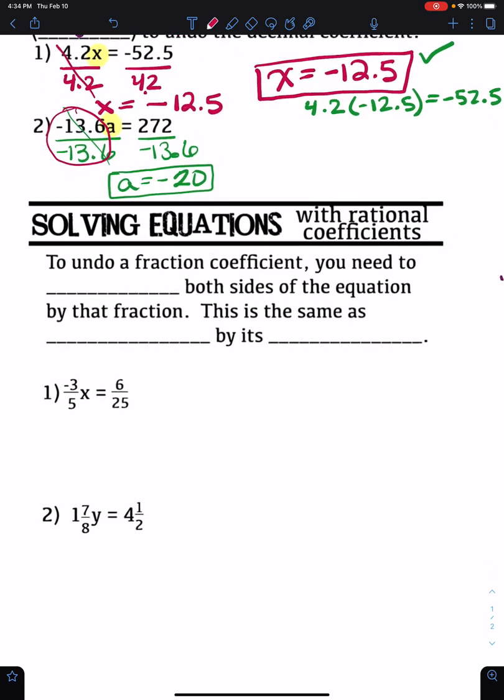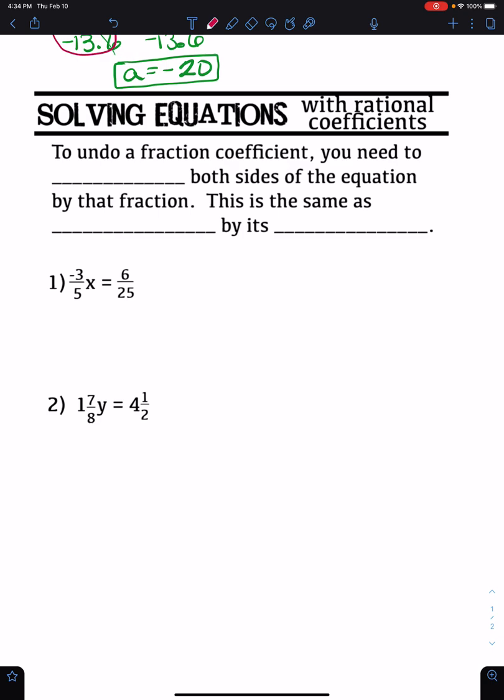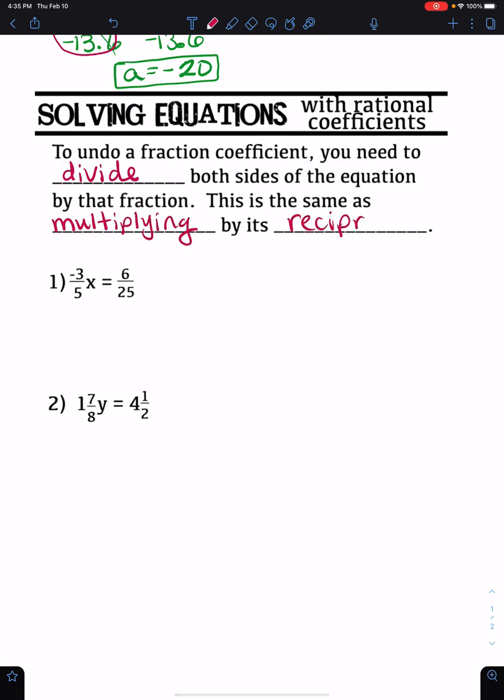All right, for fractions, we still need to divide both sides when we have a coefficient that's a fraction, because that's the opposite of multiplying. But remember, with fractions, when we divide them, it's the same as multiplying by its reciprocal. So I'm going to rewrite this so I have more room to work. Negative 3/5 x equals 6 over 25.